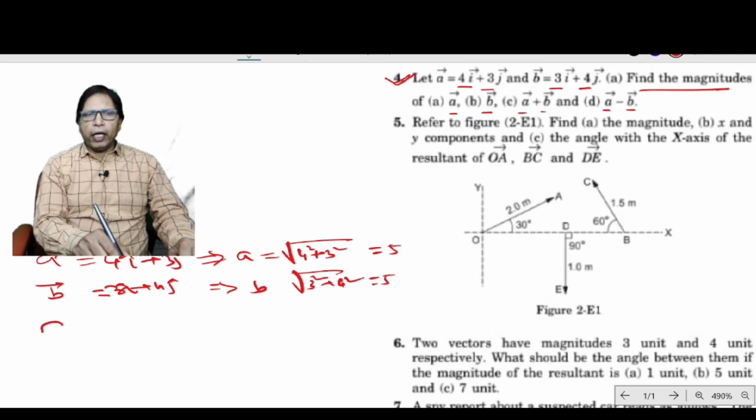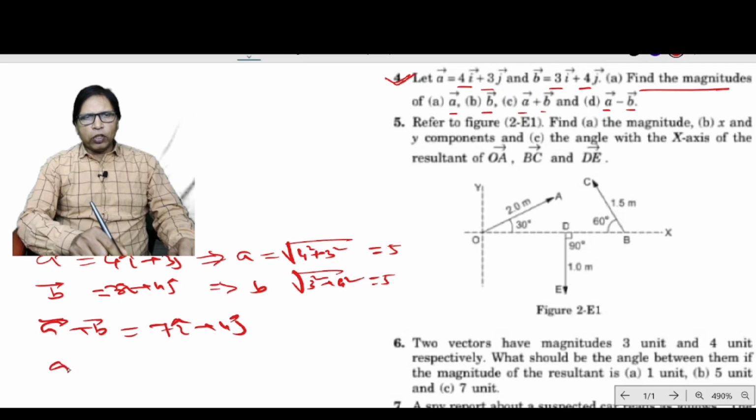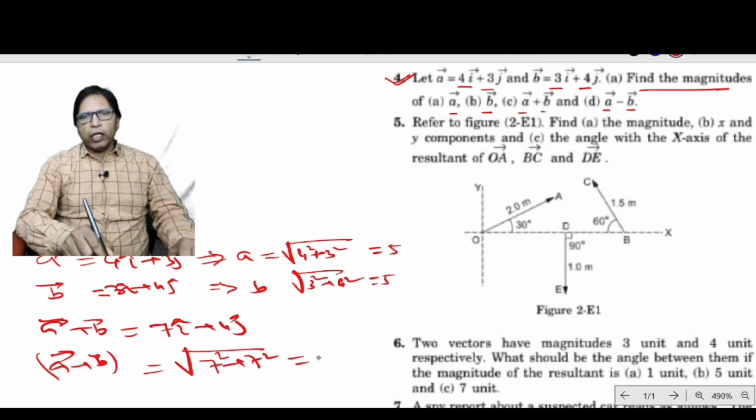Now the magnitude of A vector plus B vector. A vector plus B vector equals 7i cap plus 7j cap. So the magnitude of A vector plus B vector is root under 7 square plus 7 square. So this is 7 root 2, that is about 10 units.